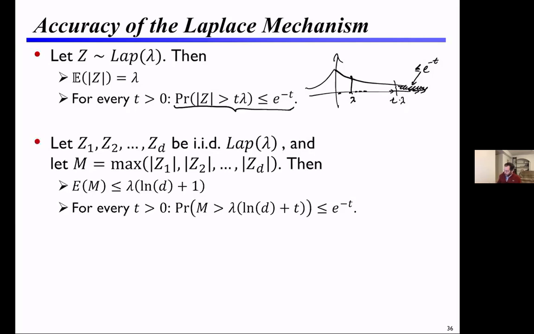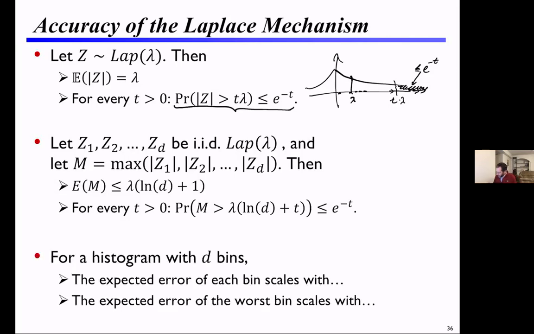Sometimes when we're considering this mechanism, we're going to want to think not just about the execution of the Laplace mechanism with one-dimensional outputs, but with high-dimensional outputs. So let's think about how that might look. Suppose we've got not one Laplace random variable, but d Laplace random variables, each IID with the same distribution with parameter lambda. There are some things we can say very easily about them.